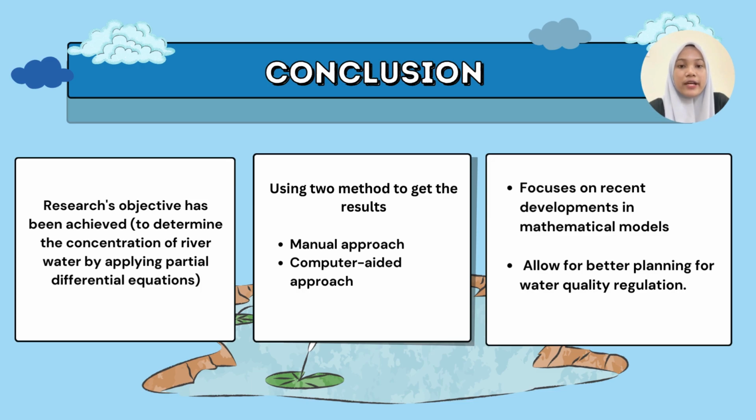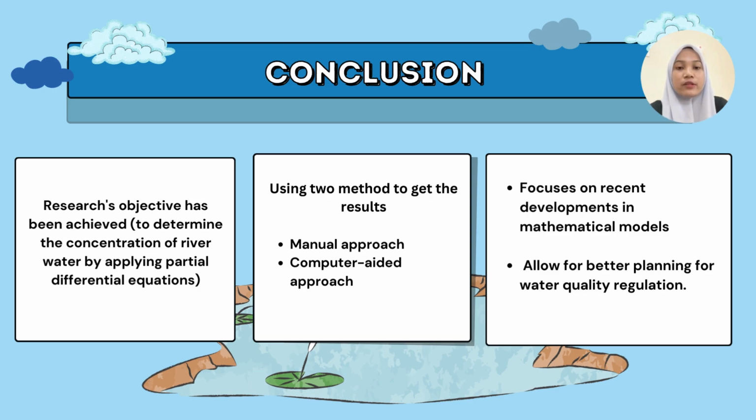study determined the concentration of river water by applying PDE, or partial differential equations, and we have used a one-dimensional advection-diffusion-reaction equation, which is a mathematical model that describes transport and diffusion problems such as pollutants and suspended matter in a river or canal. This mathematical model has been widely used to forecast river water quality and provide reliable methods for regulating its quality in impacted regions. In addition, this PDE uses two methods to get results.